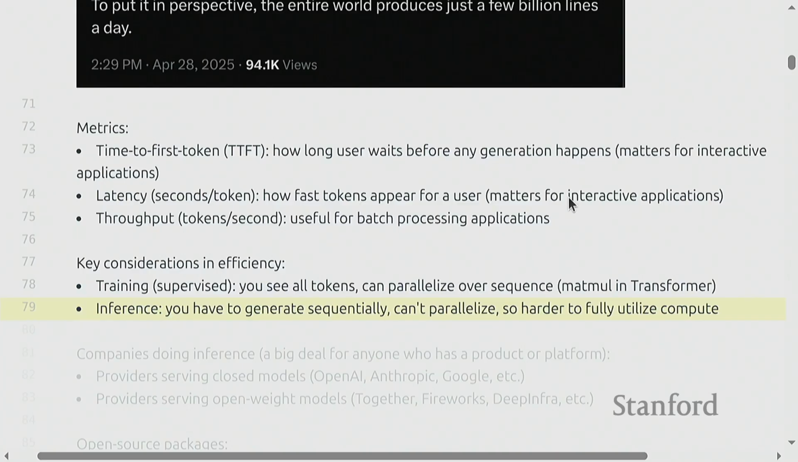So this is going to be the key thing that's going to make inference a lot harder. And in particular, it's going to be harder to utilize all the compute that's available, and it's going to be memory limited, as we'll see in detail later.